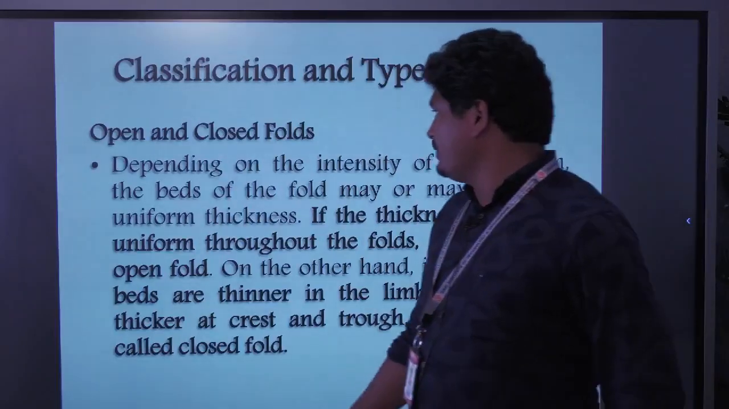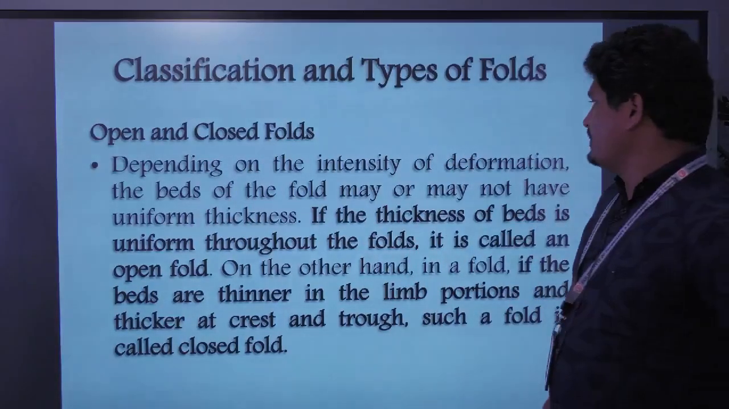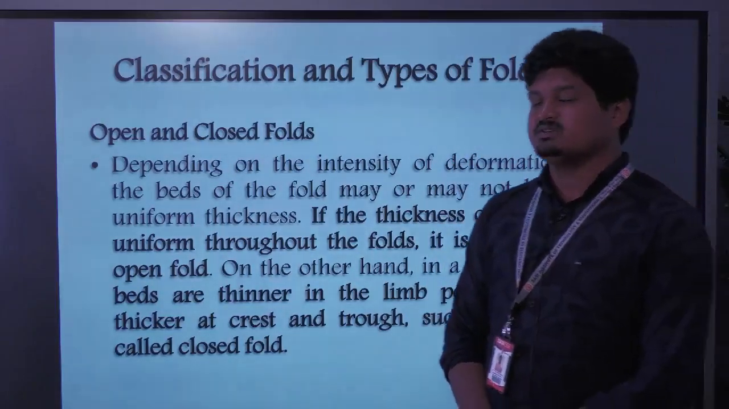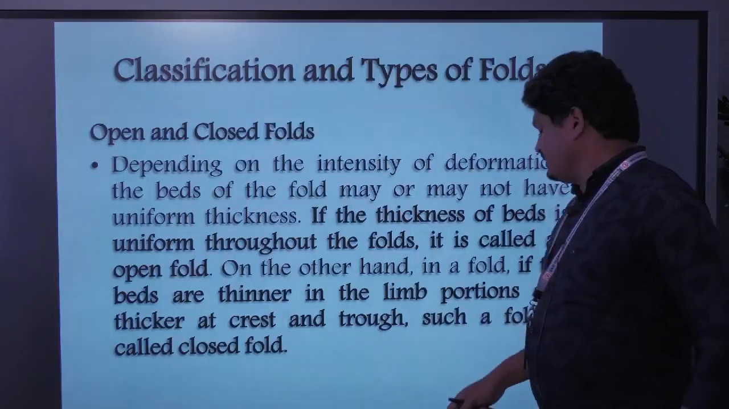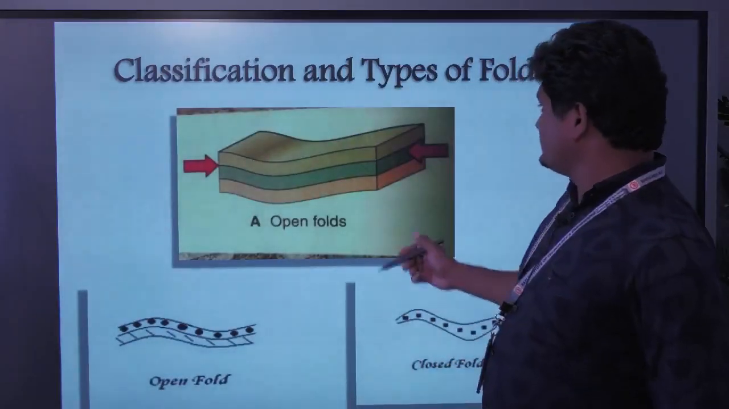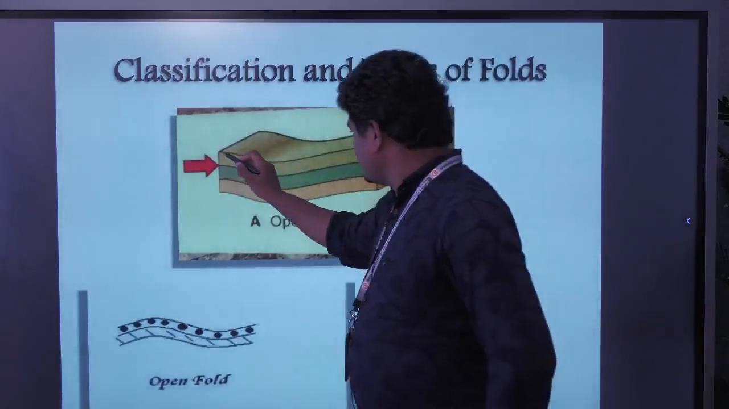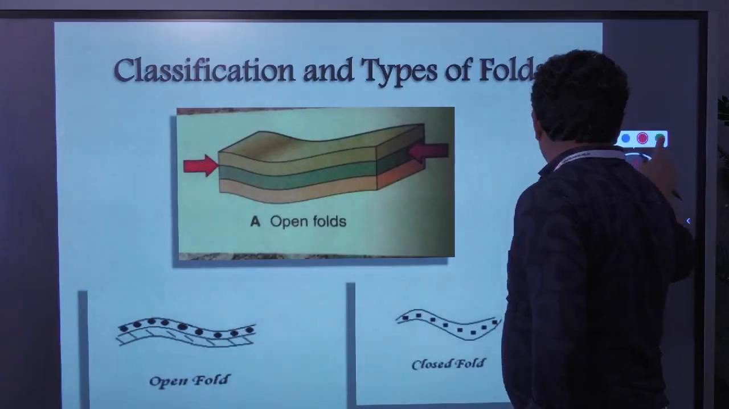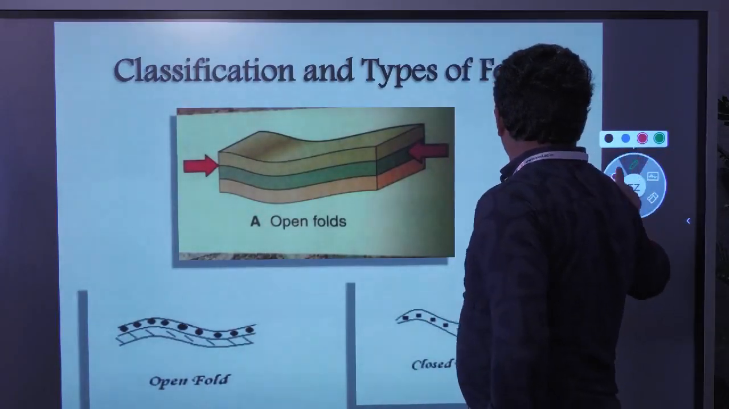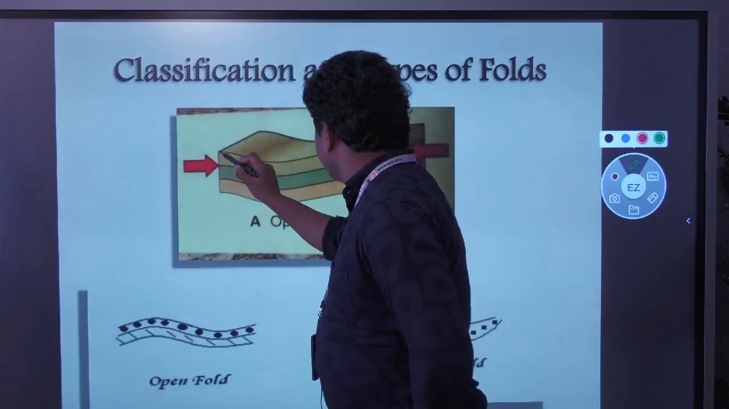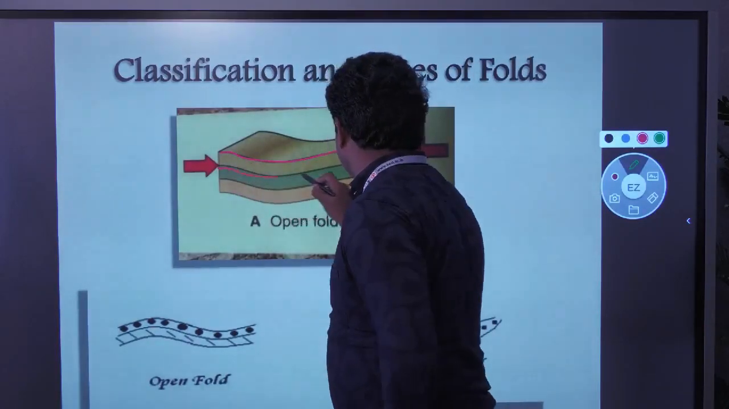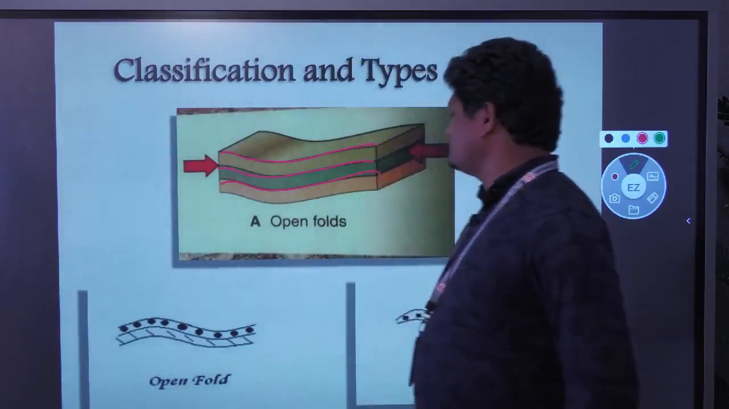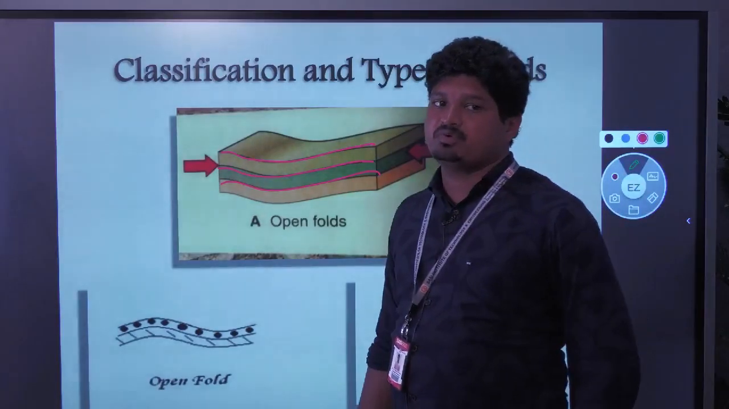And open and closed folds. When you look at an open fold, the entire frame will be equal. From starting to ending, some equal nature is always there. This is a different strata, so we are always able to identify equal proportions.